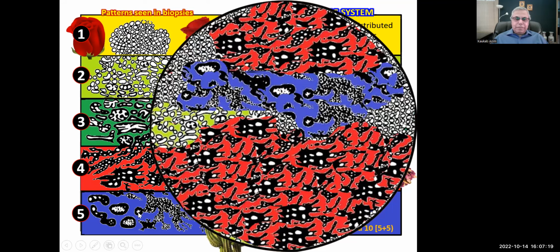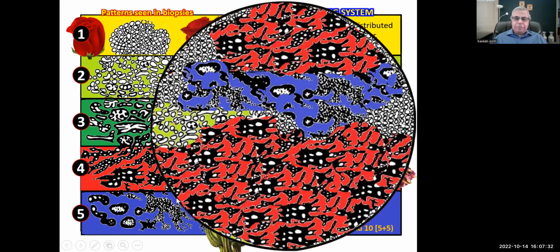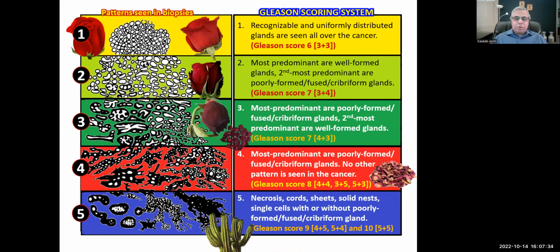You have this pattern and this pattern. Because this pattern is more predominant, you'll give it a score of 4. You'll write 4 first, plus this is the second most common pattern, so it is 4 plus 5, right? So your score is 9 now.